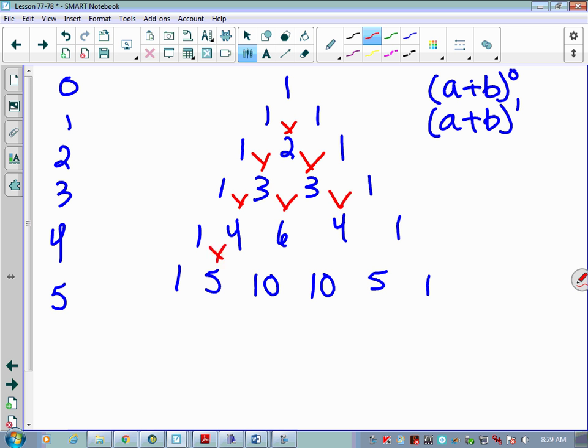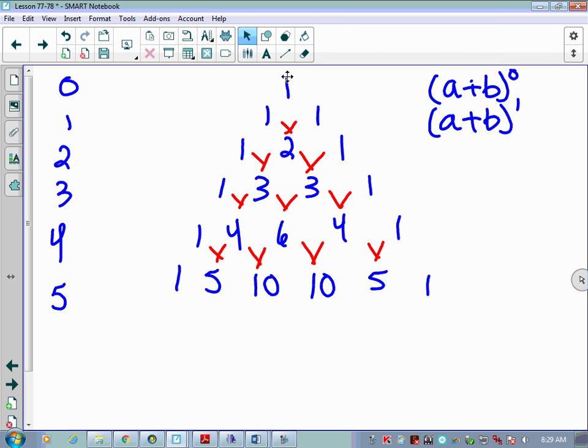Okay, 1 plus 4 is 5. 4 plus 6 is 10. 6 plus 4 is 10. 4 plus 1 is 5. Last one's always going to be 1. Yep. So do we understand the pattern of how to do Pascal's triangle? Okay. These numbers in here represent the coefficients to those values, okay?